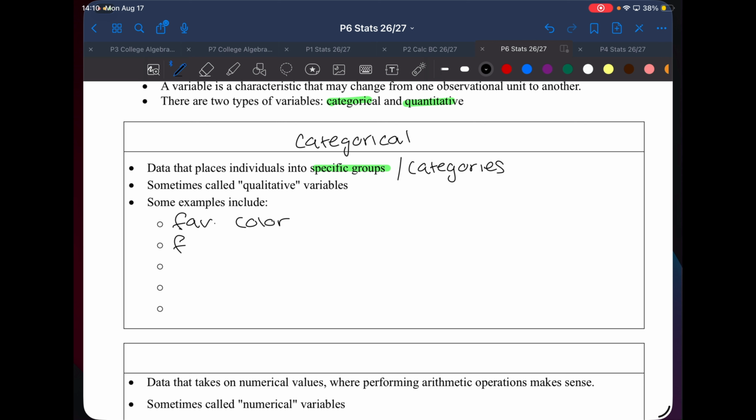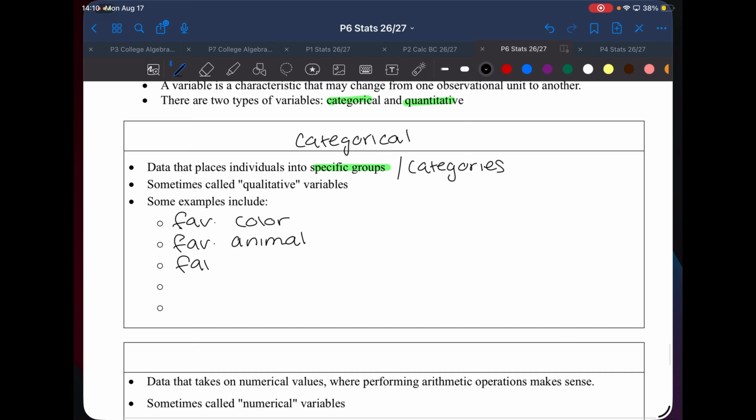Favorite animal, that works. Okay, group 2, another example. Favorite food. Good, because if you were to ask someone their favorite food, would they say 6.2? No, they would give you an actual object or category.